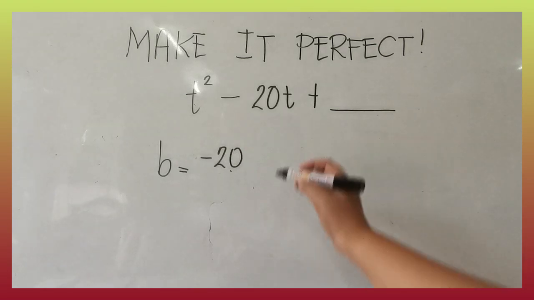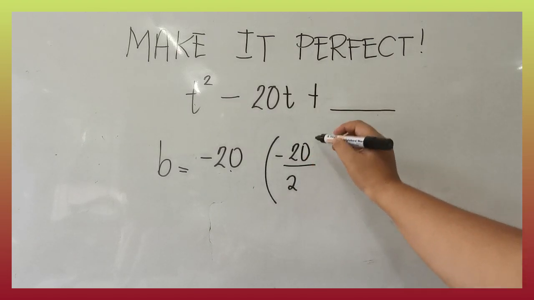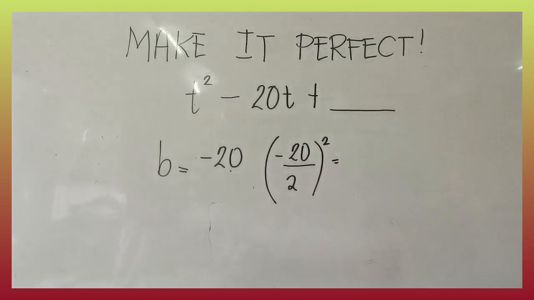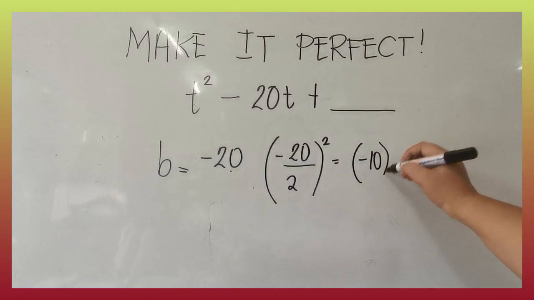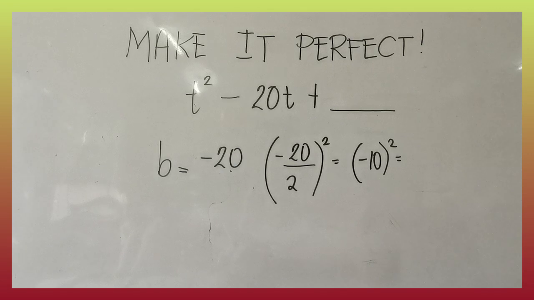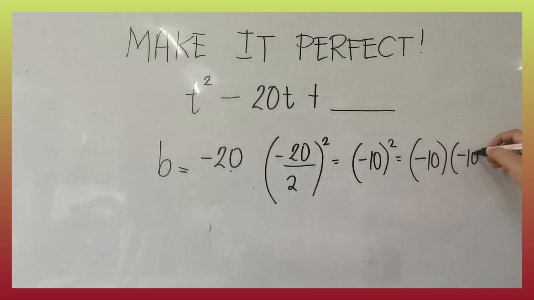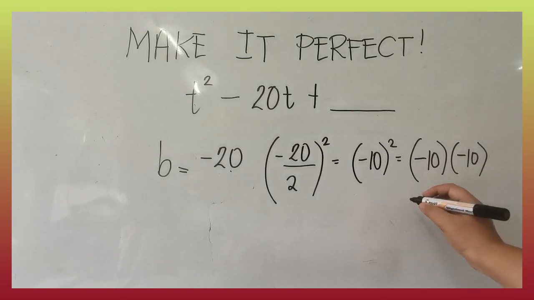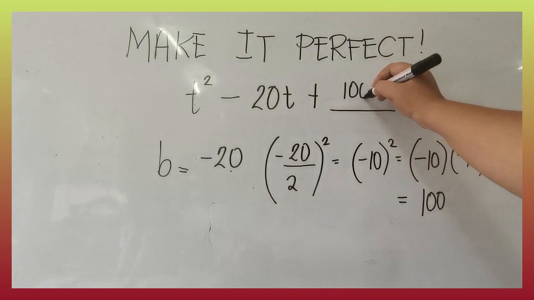We need to divide this by 2. So you have negative 20 divided by 2 squared. Negative 20 divided by 2 is negative 10, squared. Just a few reminders. Negative 10 squared is not negative 10 times 2, but instead it is negative 10 times negative 10. So our answer is positive 100. Therefore, our constant is 100.